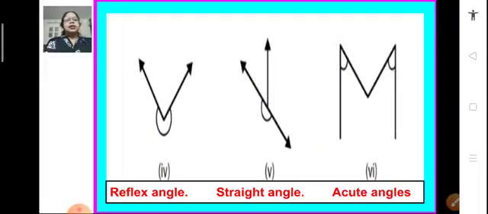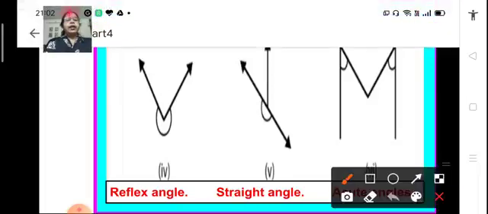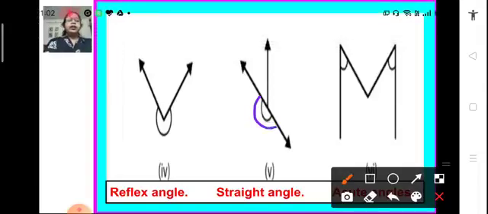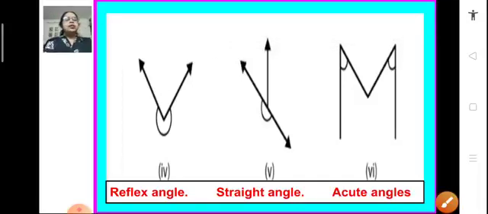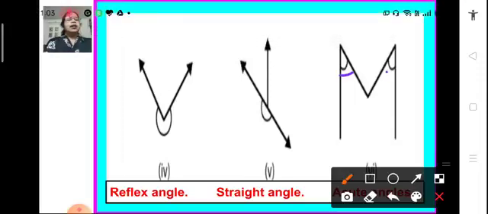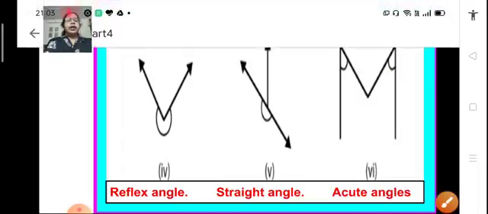Fourth one is a reflex angle. It is more than 180 degrees. It is more than a straight angle. So, it is a reflex angle. And here fifth one is a straight line. It is a straight angle or 180-degree angle. And in the sixth figure, we have two angles which we have to tell, and by looking at them, we can say that both these angles are less than a right angle, less than 90 degrees. So, they are acute angles.